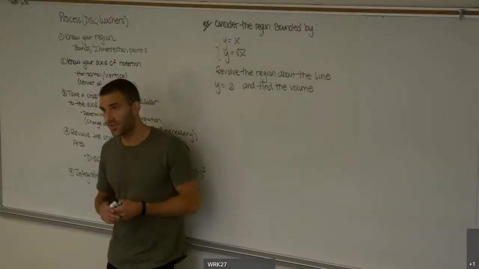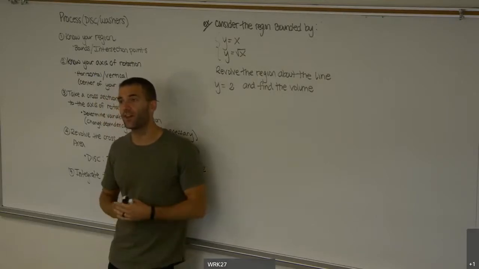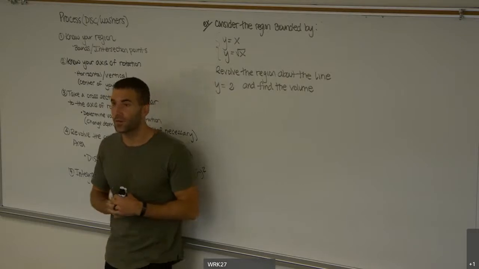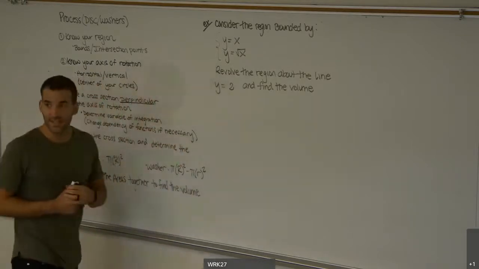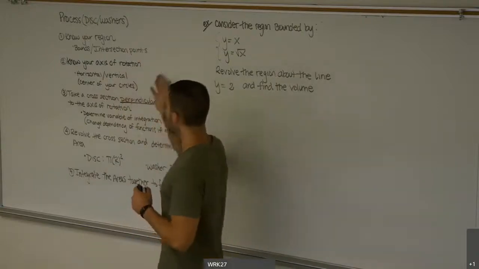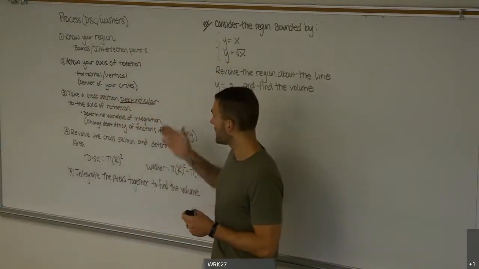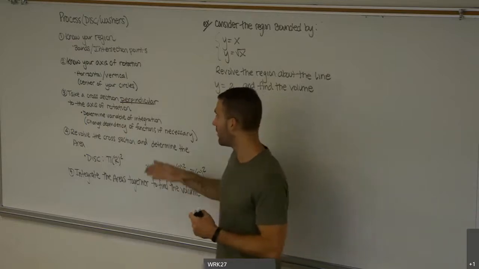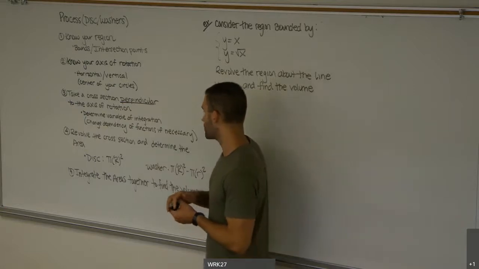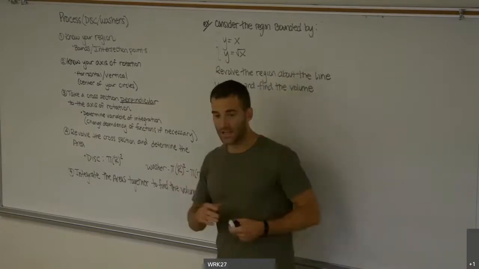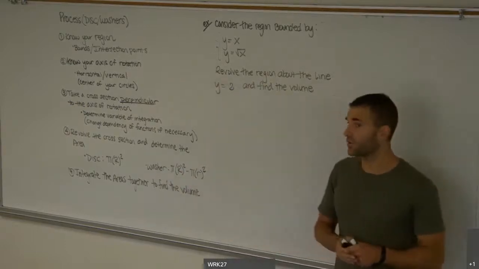All right, well, welcome back to another discussion in Calculus 2. We're going to pick up where we left off in the last discussion on volume via the disk or washer method, where we outlined this general process: knowing your region, knowing your axis of rotation, taking a cross-section perpendicular to the axis of rotation, revolving that cross-section, determining the area, either a disk or a washer, and then integrating those areas together to generate the solid as a whole.